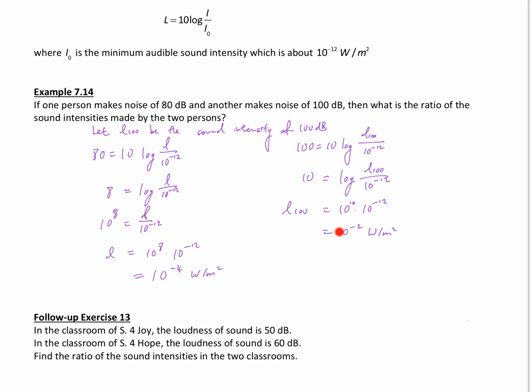The sound intensity is quite small, but do you remember, 100 decibel is not quite small. And find the ratio of the sound intensity by two persons. Record the answer. It is equal to 10 to the power negative 4 over 10 to the power negative 2. The answer is 100 to 1.